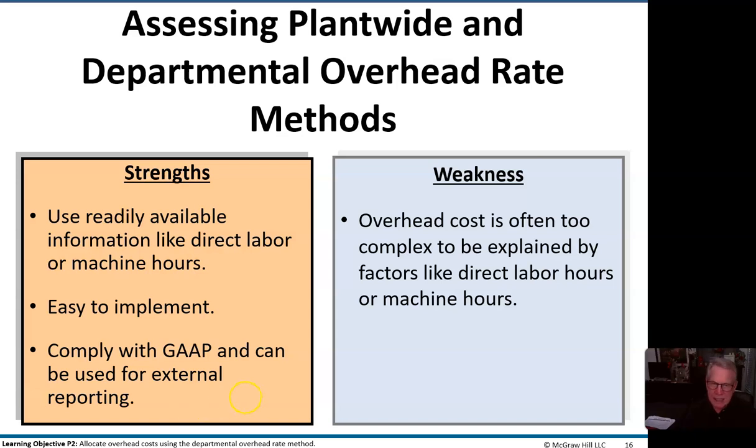The weaknesses, however, are that overhead cost is often too complex to be explained by factors such as direct labor hours or machine hours, commonly called volume measures.